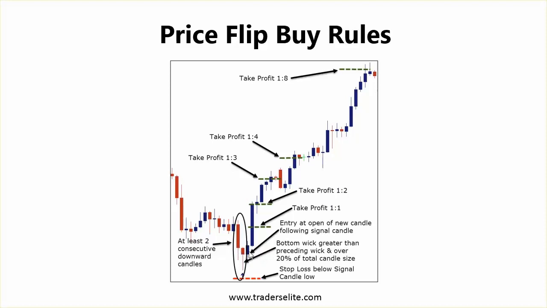So we want to place our entry on the open of the next candle, place our stop just below the low of the signal candle, the candle that gave us the signal. And then again, just like trend catcher, we can set hard targets, or we can trail the trade as it goes through.